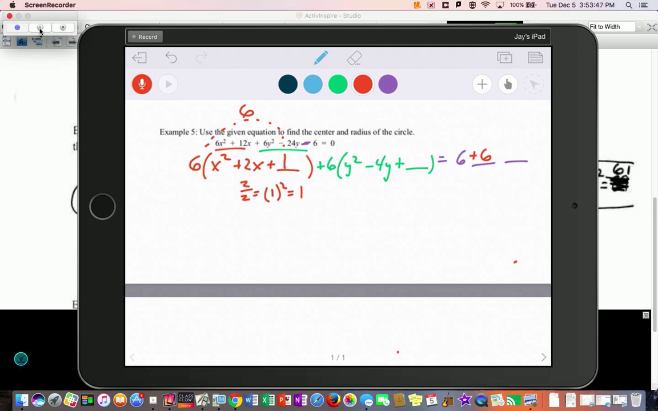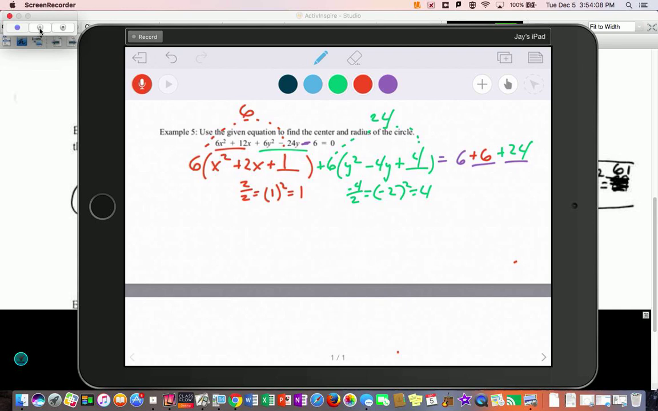So then on the green numbers, I take the negative 4, I divide by 2, and I get negative 2. Now when I square that one, I get a 4. So I'm going to add 4, but also on the dotted line, I have 24. So I add 24 on that side. I'm working on both sides. So if you do something to one side, you do it to both sides.